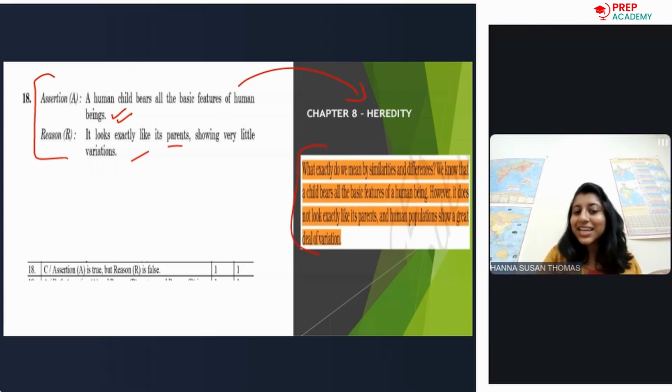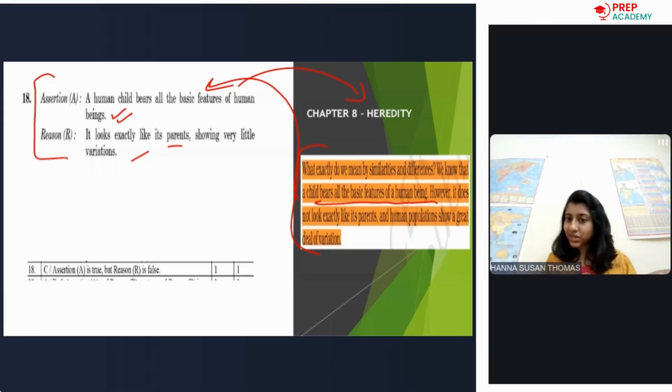So you can see from this screenshot what exactly we mean by similarities and differences. We know that a child bears all the basic features of a human being. You got that? This exact statement has been asked in the assertion: a human child bears all the basic features of human beings. Literally the same sentence. However, it does not look exactly like its parents, and human populations show a great deal of variation.